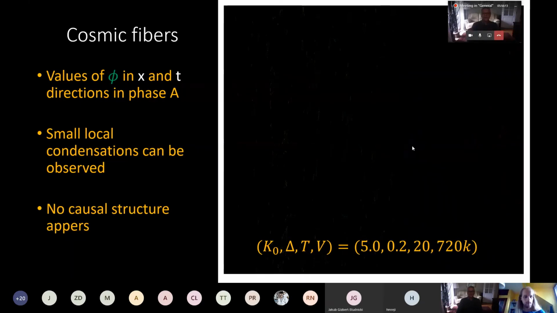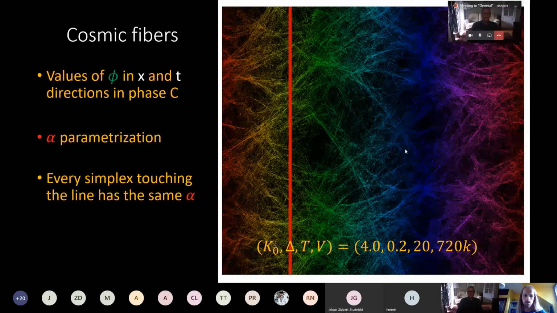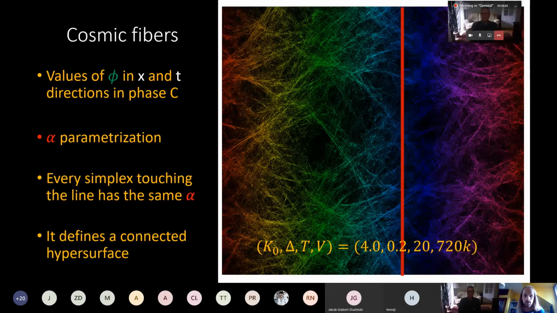Let's get back to the phase C for a moment. So we mentioned this alpha parametrization, where every single point is one simplex, and we have this vertical line. If a simplex touches this vertical line, then it means that it is at a constant alpha value, and this forms a hypersurface. And this defines a fully connected hypersurface for a constant alpha value. And if we shift this hypersurface, it means that we actually take another alpha value, and we can look at the evolution of this hypersurface.